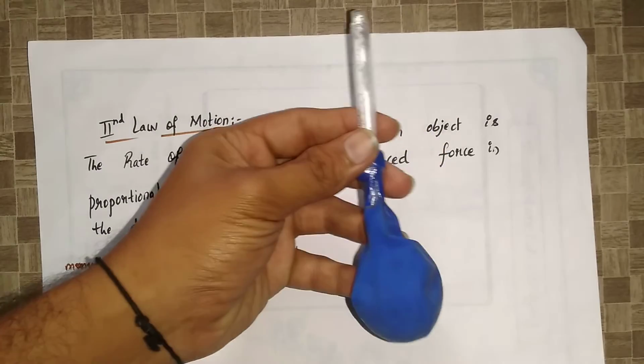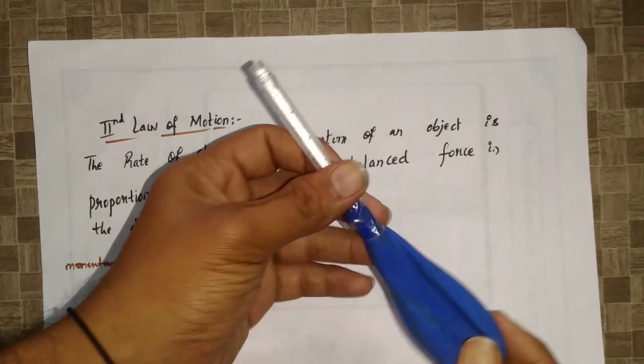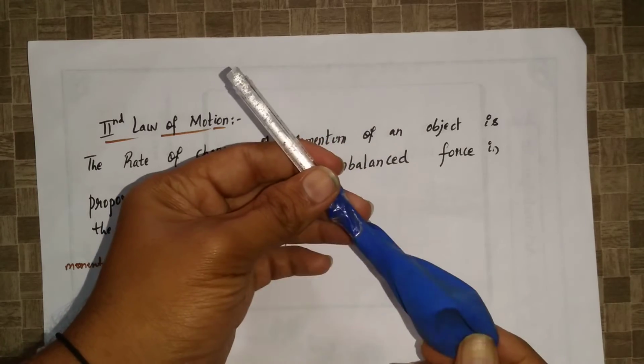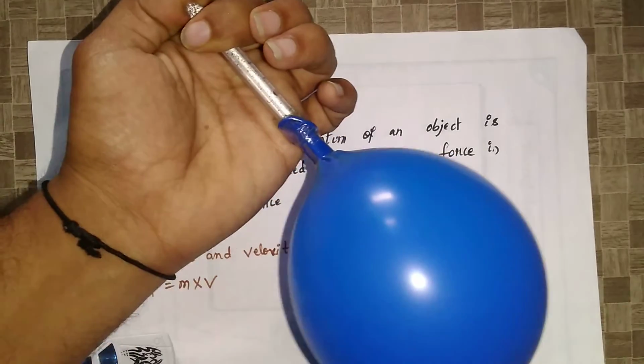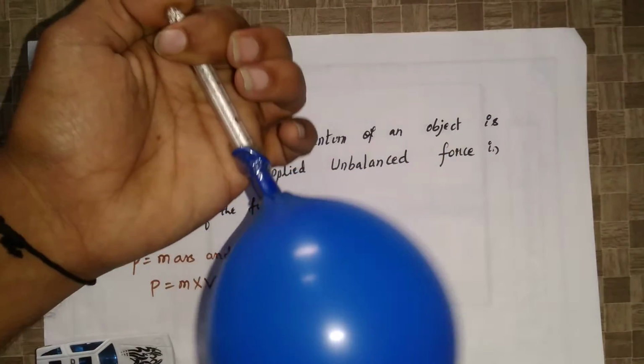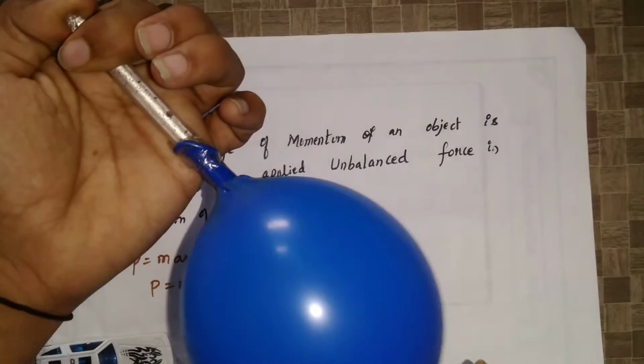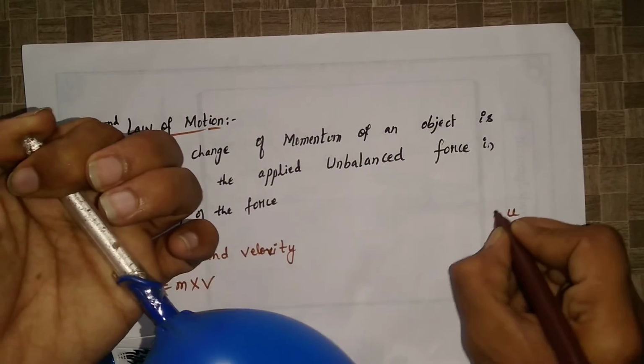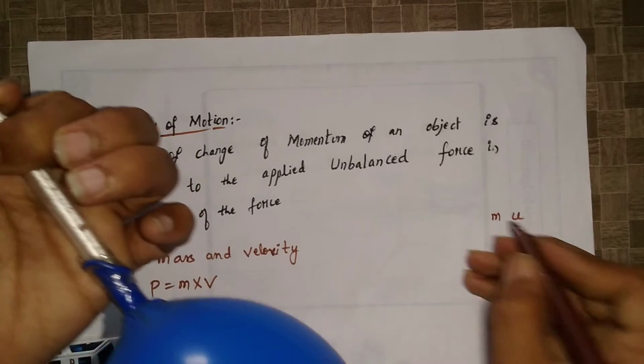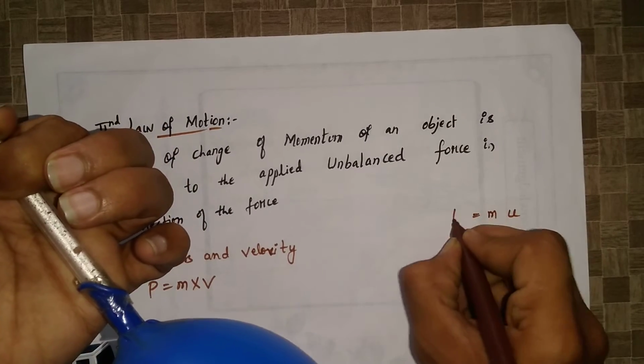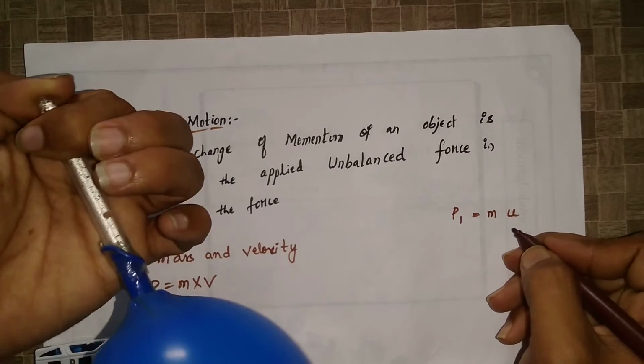Now observe this balloon. I blow air inside this balloon. What happens? You just observe. I have blown air inside this balloon. The initial velocity of the air inside this balloon is u, and I don't know what the mass inside is, so I take it as m. P1 is equal to m into u.